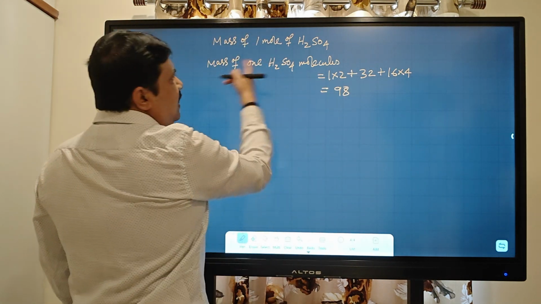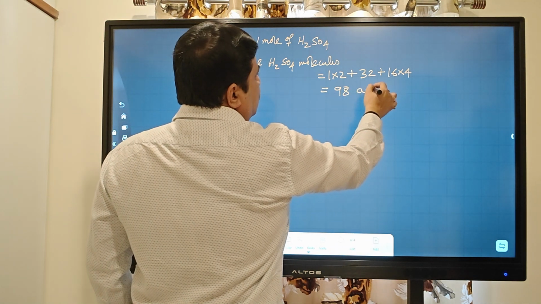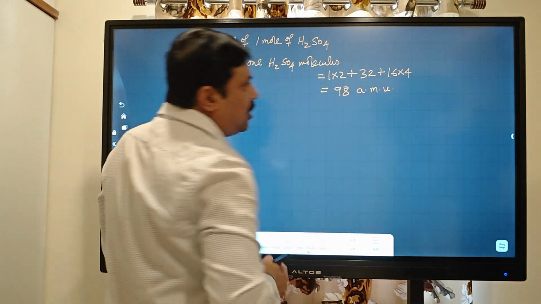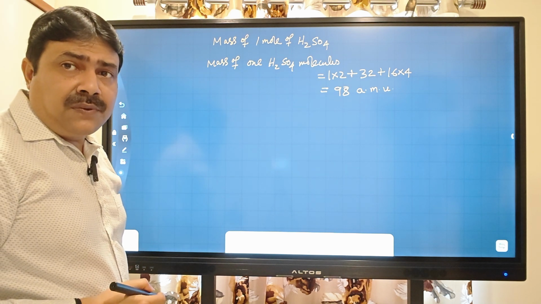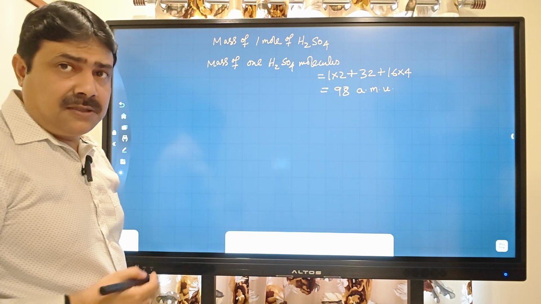As it is one H2SO4 molecule, it should be in AMU, because one molecule is always in AMU. One mole of a molecule we express in terms of what? Gram. That is nothing but the molar mass.